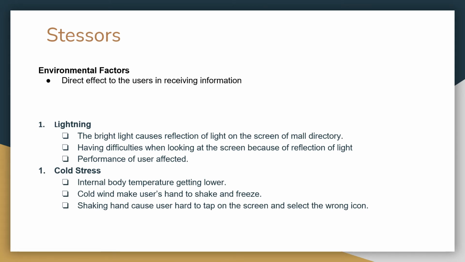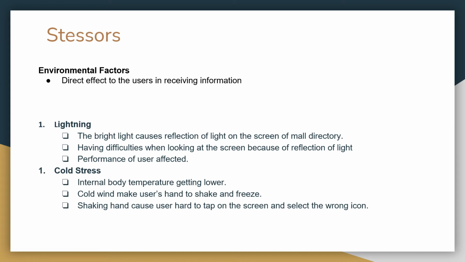Environmental factors have a direct effect on users in receiving information. The first environmental factor is lighting. Bright light causes reflection on the screen of the mall directory. Users might have difficulties looking at the screen because of the reflection of light. This will affect the performance of the user.